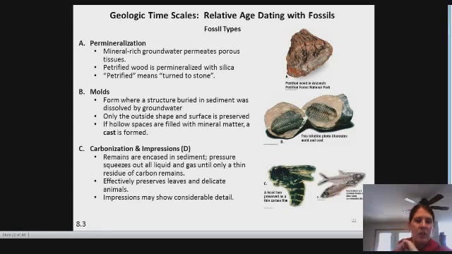And then we have carbonization and impressions. This is where remains are encased in sediment and the pressure squeezes out all liquid and gas until only a thin residue of carbon remains. This effectively preserves leaves and very delicate animals. These impressions can actually show extremely close details. Here we have a fossilized bee that's preserved as a thin carbon film. And impressions of fish are extremely common this way.